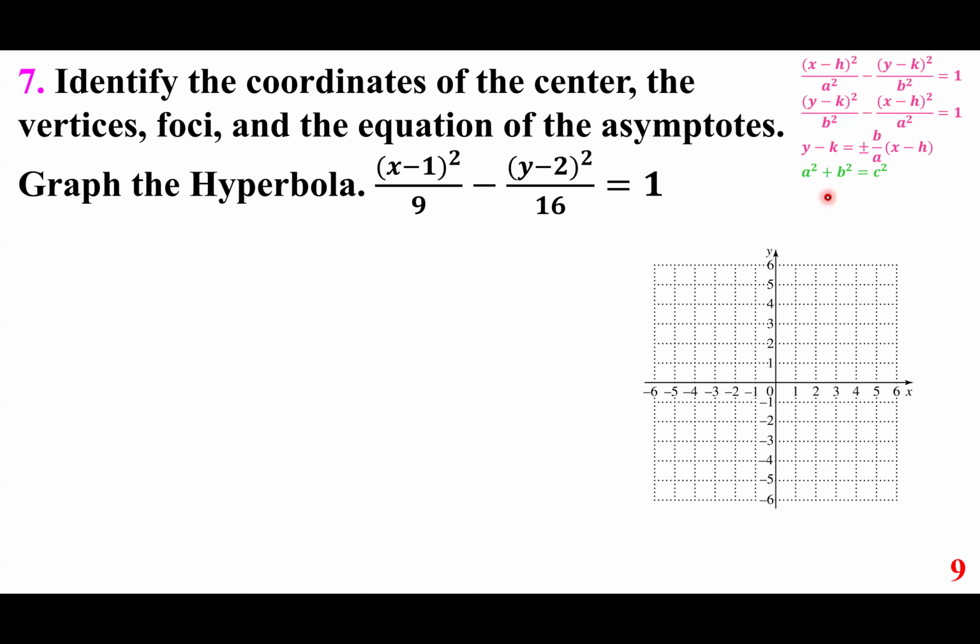So having said that, we are going to start with the center. The center is located at 1, 2. A is square root of 9 or 3. B is square root of 16 or 4. So that's the first thing that we want to write. So the center is located at 1 to the right, 2 up.